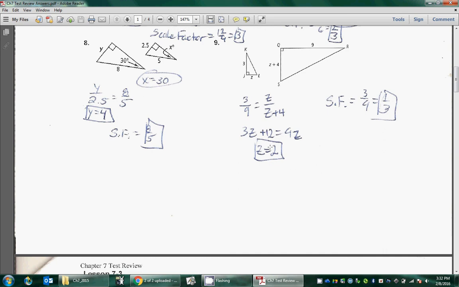Okay. So anyways, when I go to cross multiply, I've got 3 times z, which is 3z, 3 times 4, which is 12, and then in the other cross, 9z, just algebra from there to get z of 2.